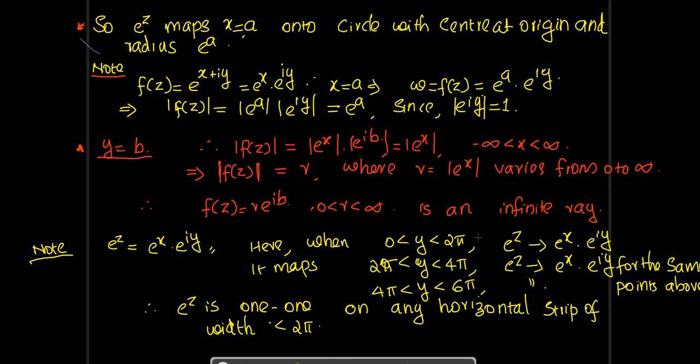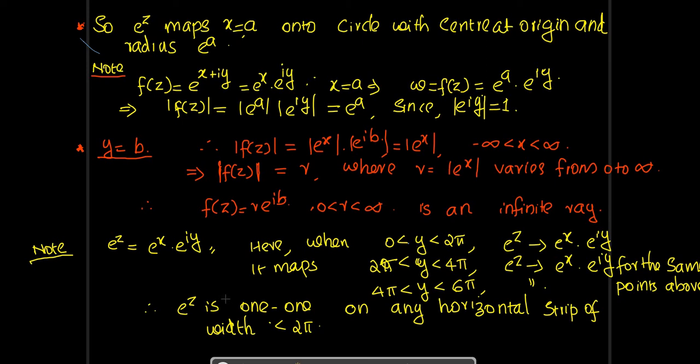Like this. This is a point in the 2 pi interval. This is the same point in the next 2 pi interval. This is that same point in the next 2 pi interval. So here itself, this is mapped to three points. Then y varies to infinity.